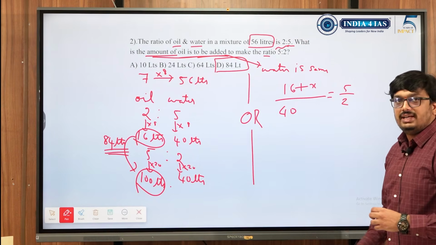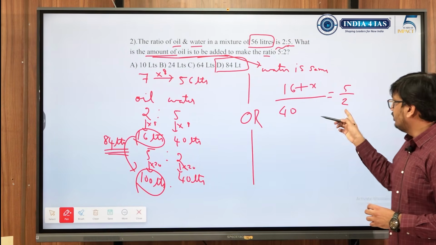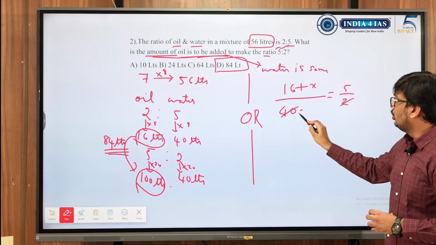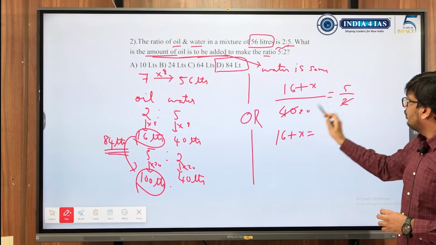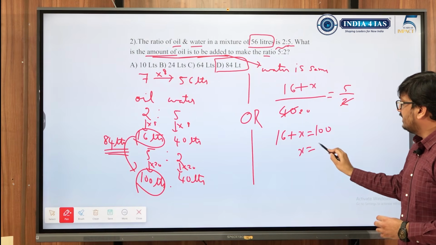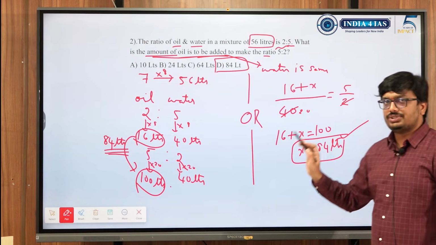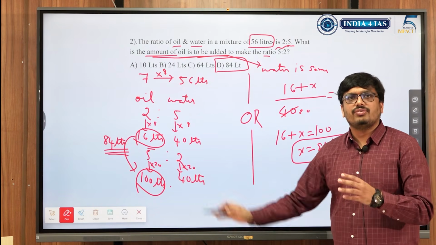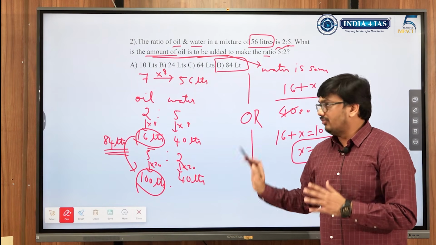When equal to is there, numerator, if it is having any common factor, you can cancel. See denominator, 2 ones are 2, 20s are 100. Then 16 plus X is equal to 100. Then X is equal to 100 minus 16, that is 84 liters. So in this question X method is easy. So you can follow any method. In our class we will solve in both methods. Any one you can follow.